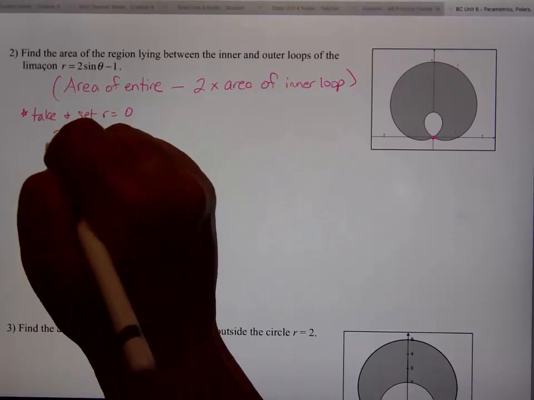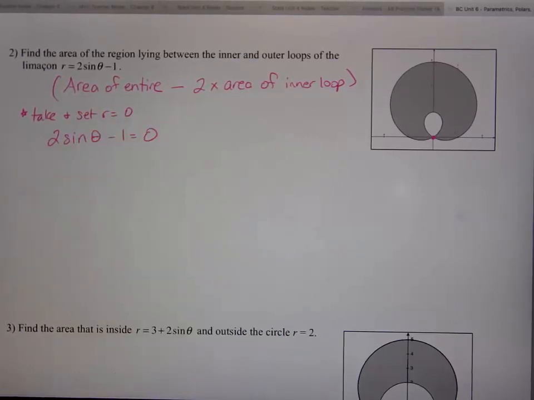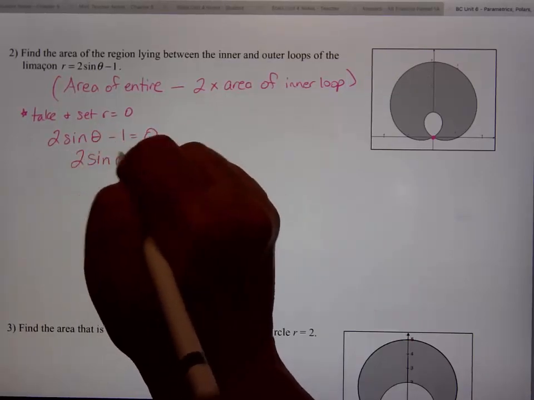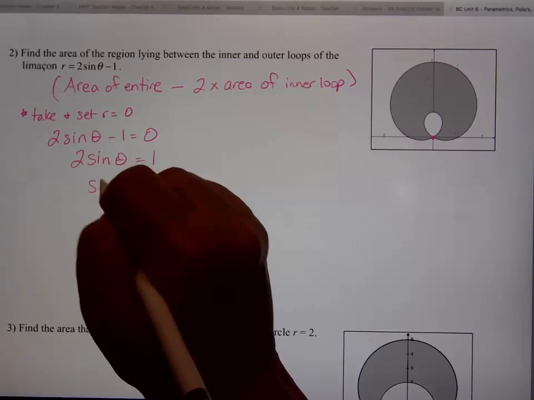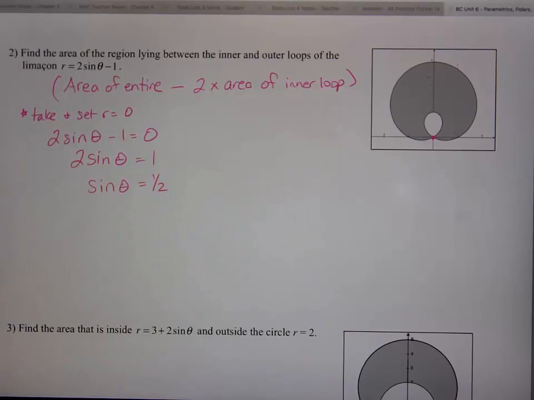So 2 sine theta minus 1 equals 0. This is a little bit easier than the last one. Can you solve for theta? So 2 sine theta equals 1. Sine theta equals 1/2. All right, now we've got to think unit circle again.